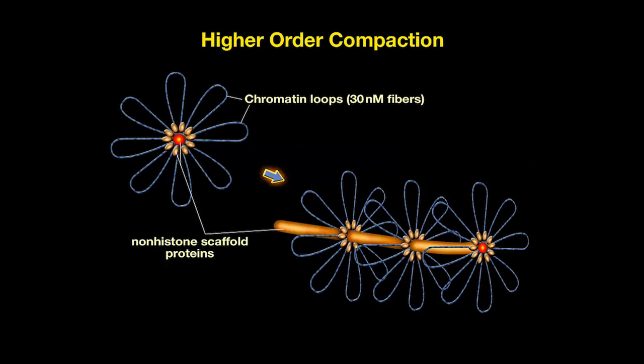So this may or may not be exactly what's going on, but I think you'll get the idea. So right here, each of those is one of those 30 nanometer fibers. And you're looking at this thing head on, but think of it also looking at it from the side. So think of the level of compaction here. Here are a couple of different types of non-histone scaffolding proteins.